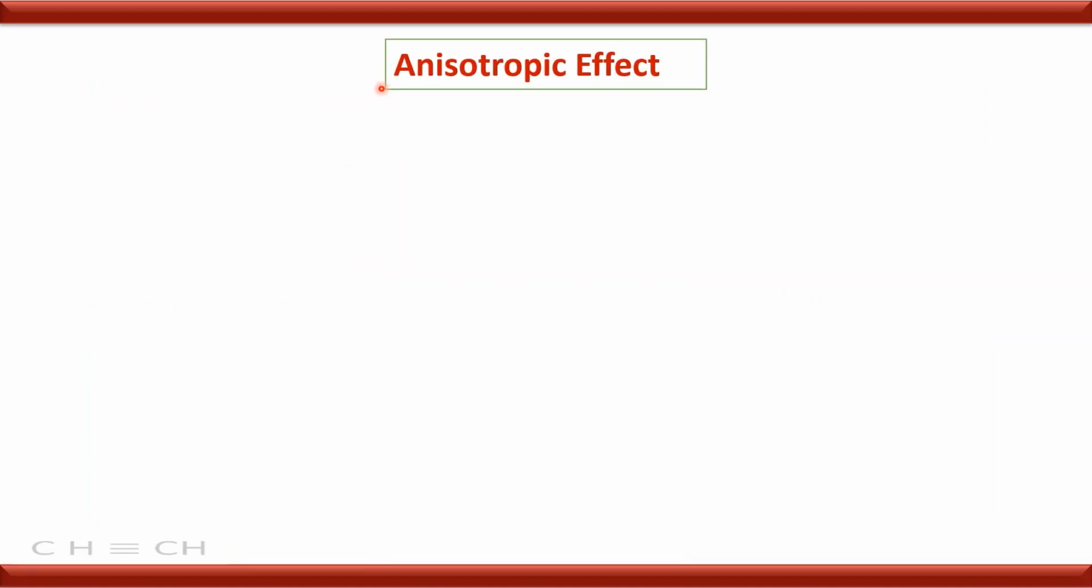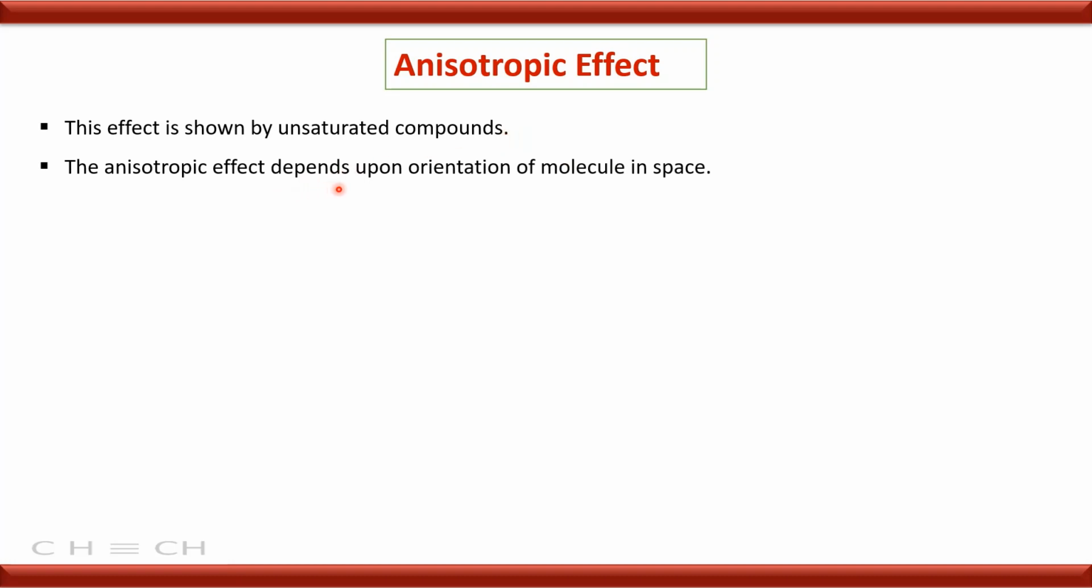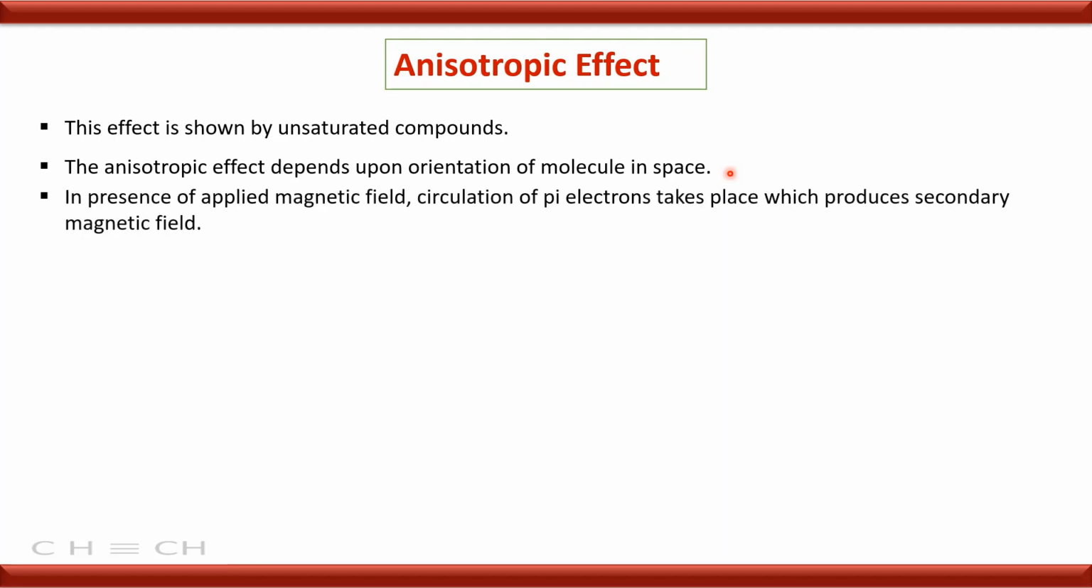Let us see another effect, the anisotropic effect. That effect is shown by unsaturated compounds, that is, compounds containing pi bonds. The anisotropic effect depends upon the orientation of the molecule in space. When such molecules are placed in an applied magnetic field, they orient perpendicular or parallel to the applied magnetic field. And due to circulation of pi electrons, a secondary magnetic field is generated which is not symmetric around the molecule.